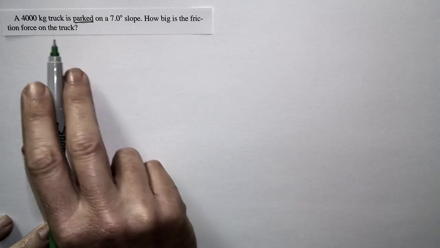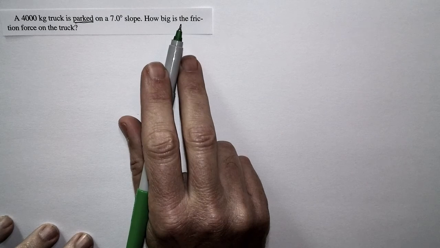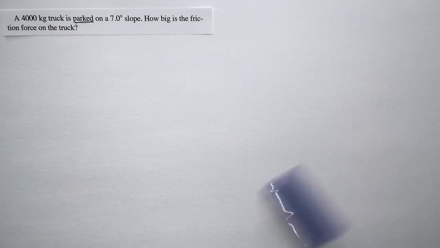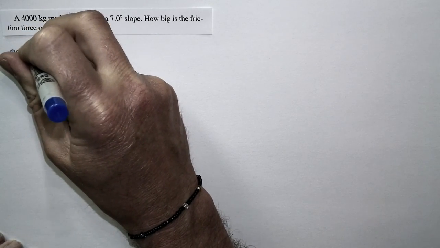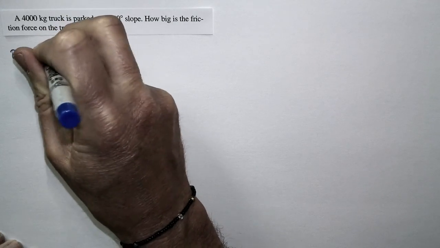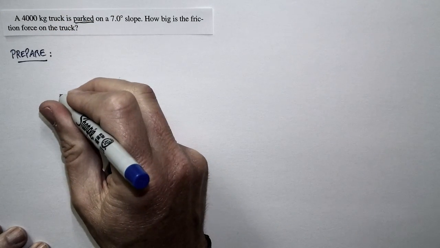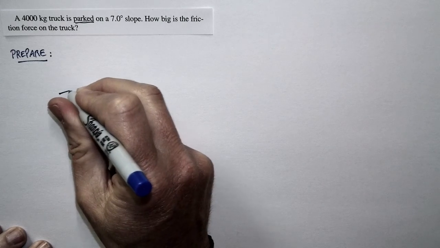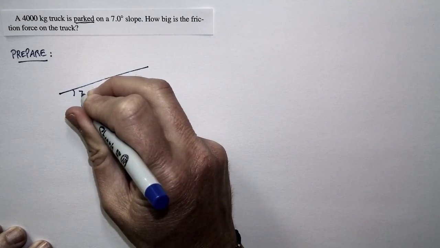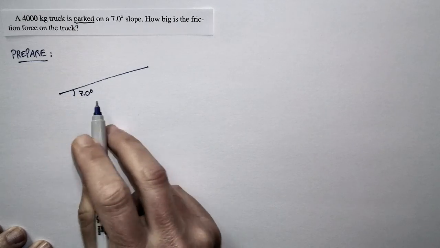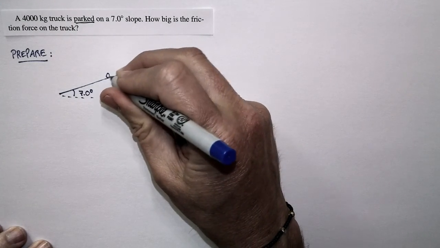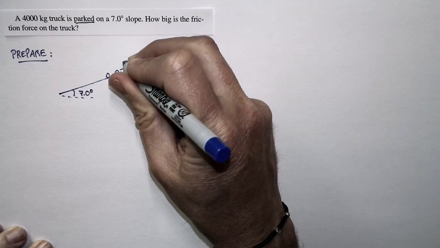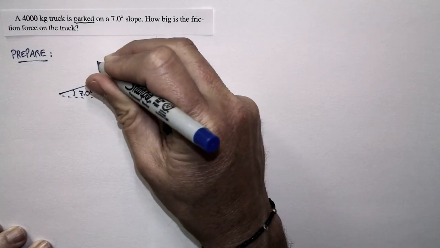So basically, what is the force between the tires and the road surface that keeps it from sliding down the slope? Well, let's go ahead and do some preparation. For starters, I just want to draw a picture of the situation. The first picture I want to draw is a force identification picture. So here's my slope, and it's a 7-degree slope, and I'm going to exaggerate this. This is actually a little bigger than 7 degrees, but that's going to make my pictures easier to draw. And then I've got a truck here parked on the slope.